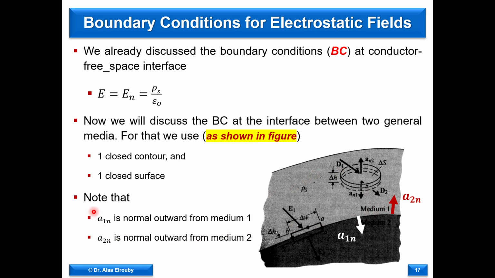We need just to pay attention here to the definition of the normal vector to the surface. A1N is normal to the surface, going out of medium 1, so it goes from medium 1 into medium 2. A2N is going out of medium 2, normal to the surface, so it's going inside, in the direction of medium 1.